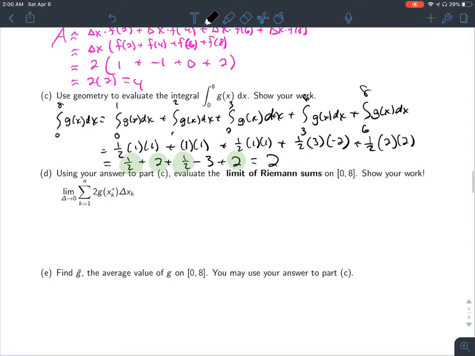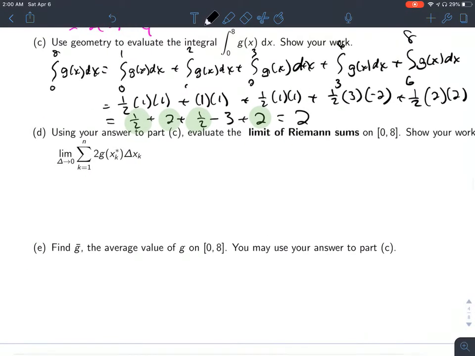Part E, find G bar, the average value of G from 0 to 8. You may use your answer from part C. Well, that's cool. To find an average value, you're just going to take 1 over b minus a of the integral of g of x dx from a to b. That's a general formula. You don't have to write that down.